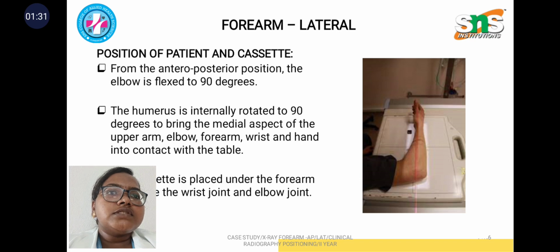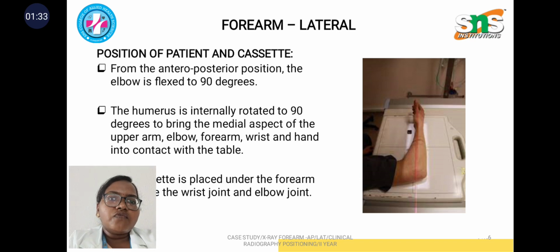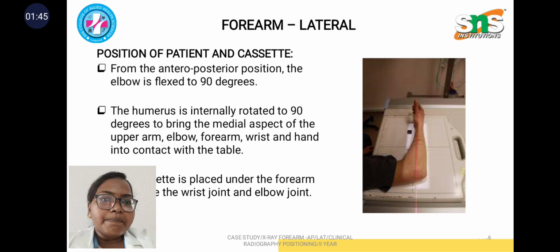So here comes the forearm lateral. From the anteroposterior projection, the elbow is flexed to 90 degrees as shown in the image, and the humerus is internally rotated to 90 degrees to bring the medial aspect of the upper arm, elbow, forearm, wrist and the hand into contact with the table. So the cassette is placed at the forearm in order to cover both the elbow joint and the wrist joint as I discussed in forearm AP.